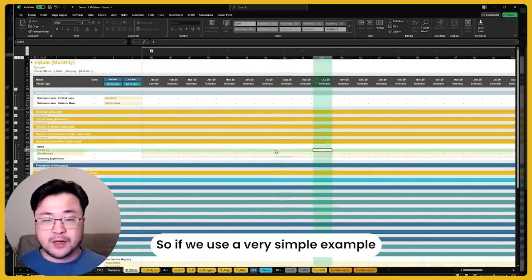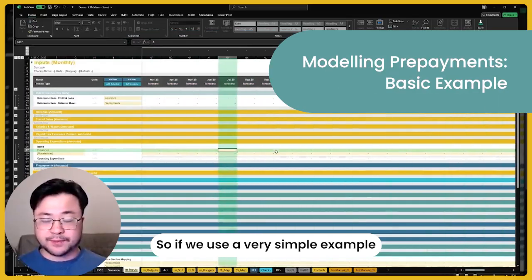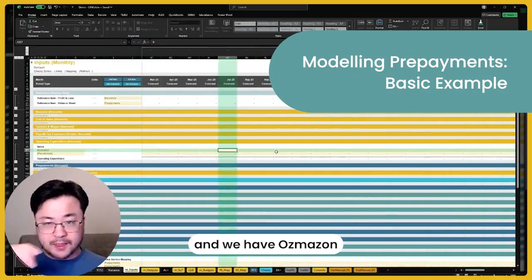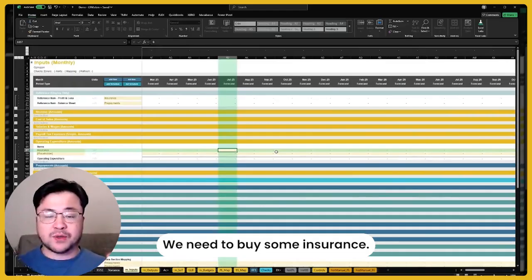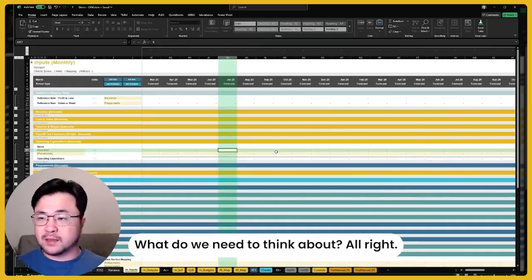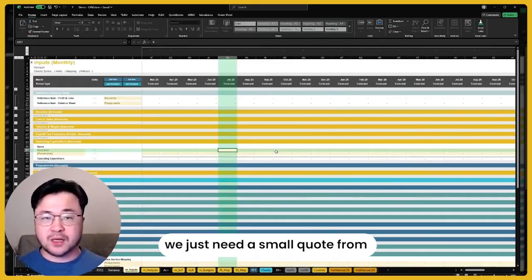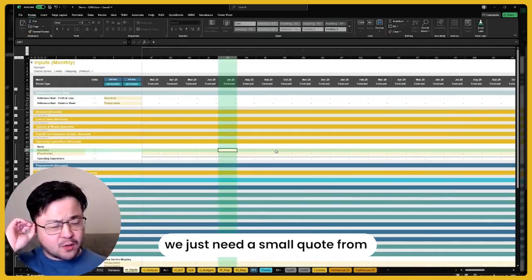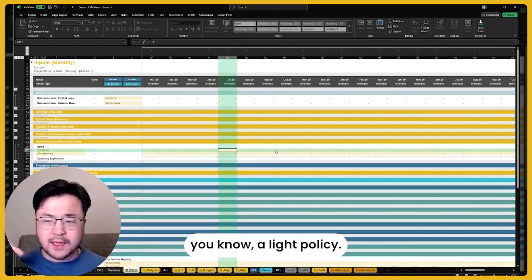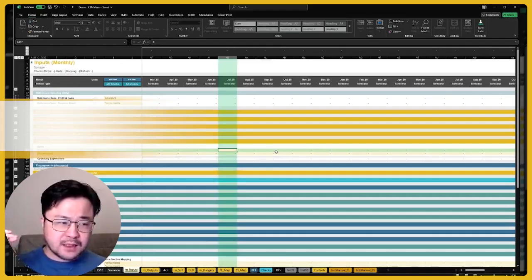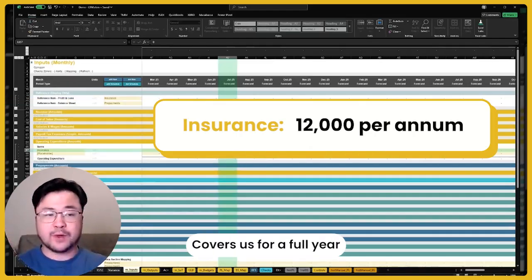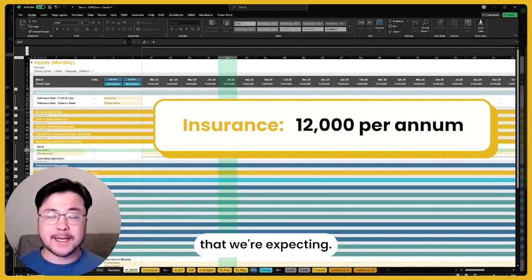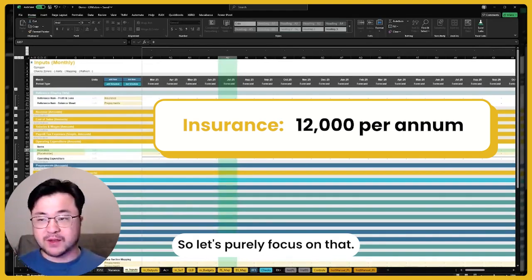So let's look at the basic example and how we would work that in the core financial model. If we use a very simple example, with Osma's on, we're about to start the business, and we need to buy some insurance. What do we need to think about? Early business, we just need a small quote for a light policy. For simplicity, let's say it's 12 grand per annum, covers us for a full year up to the revenue target that we're expecting. So let's purely focus on that.